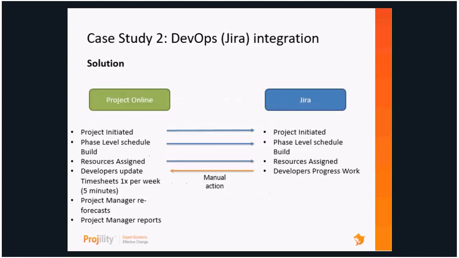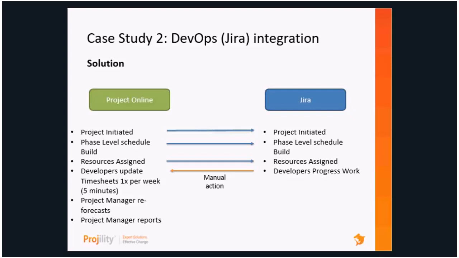So just to show you a little bit of the process flow here, with Project Online on our left and Jira on our right, the project was initiated in Project Online, and then that data was moved over into Jira. The phase level schedule was built out in Project Online, and that was moved over into Jira. So it was done at a very high level, at a phase level.